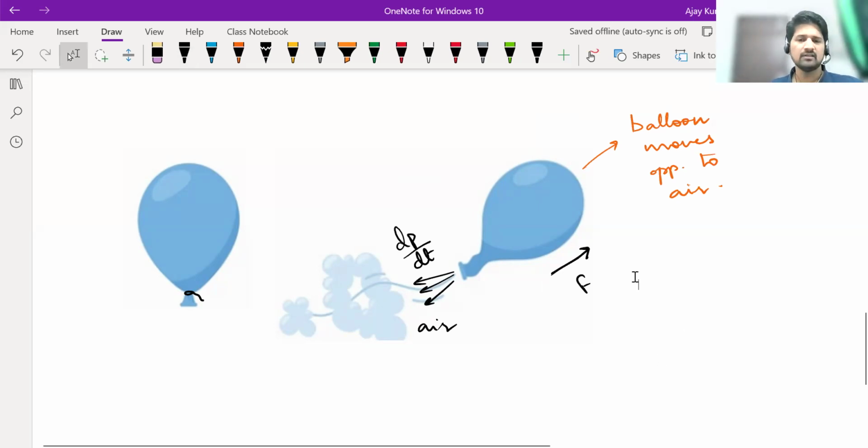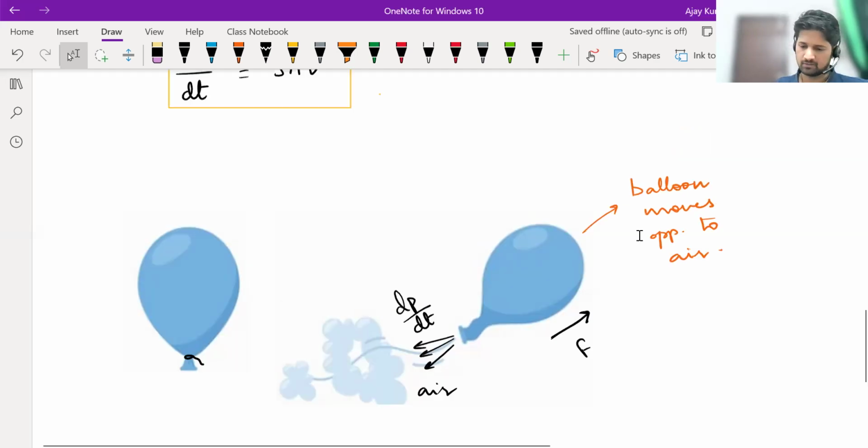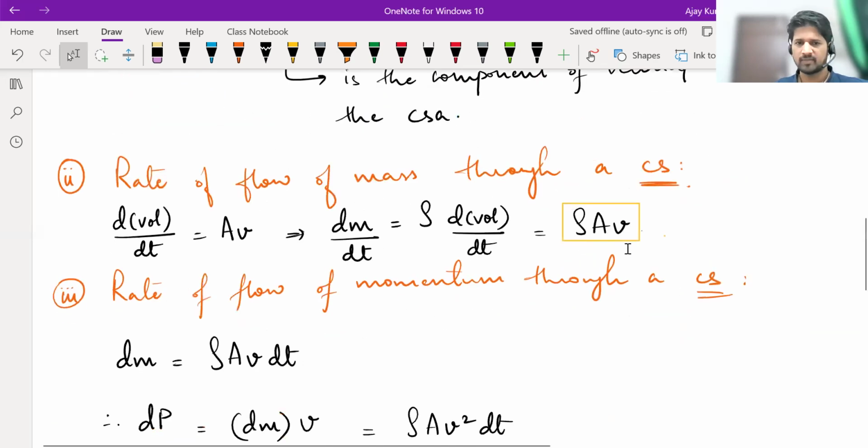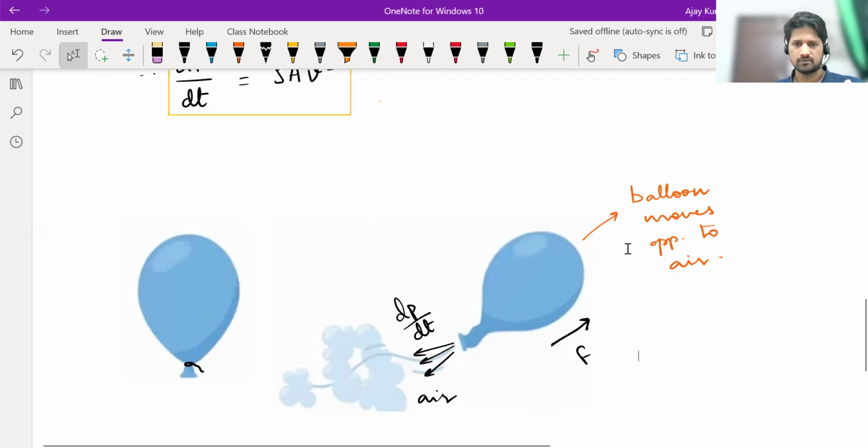We had made use of this idea in rocket propulsion, in laws of motion, okay? Linear momentum conservation or rocket propulsion. We'll be using it in fluids also. So now you know how to write the rate of flow of volume through a cross section, the rate of flow of mass, and the rate of flow of linear momentum also.